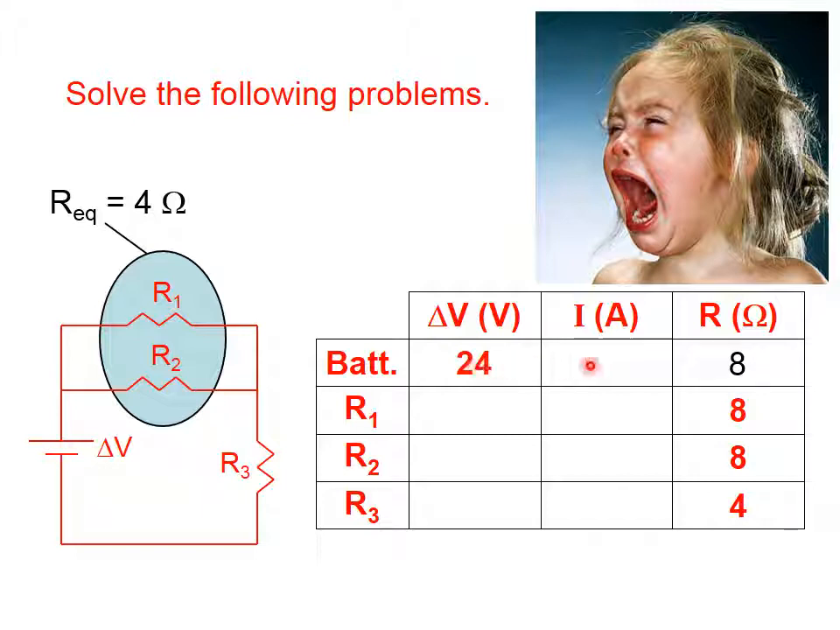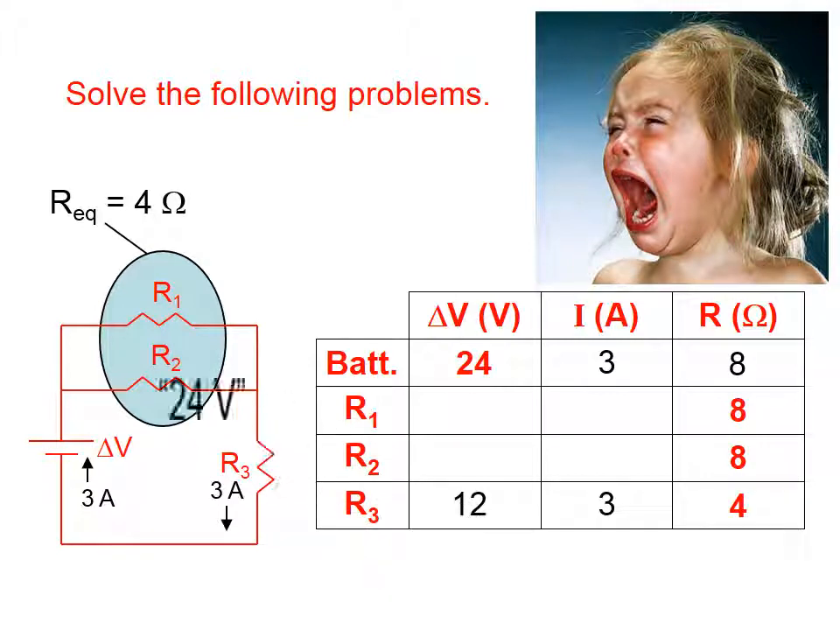Ohm's law has to hold for any row in this table, so clearly there must be 3 amps going through the battery. Well, if we look at this circuit, we can also see that there must have been 3 amps going through resistor 3, which means that the pressure difference, or the color difference, if we're color coding wires, across resistor 3 must be 12 volts, because 4 times 3 is 12.